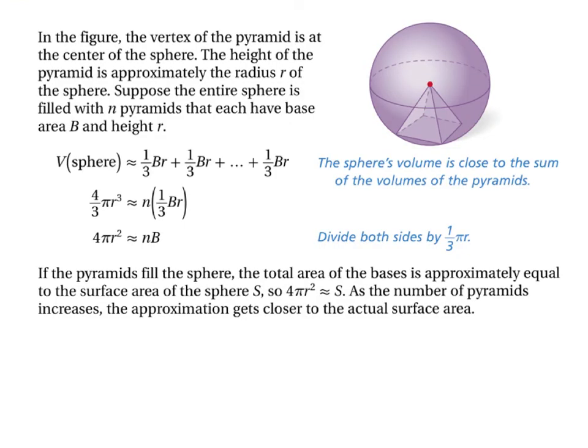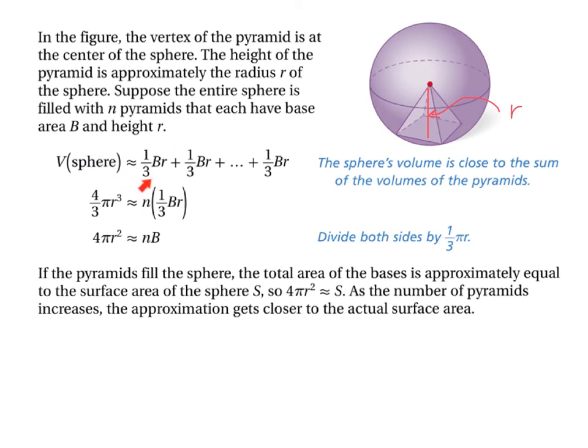So now we have another concept. In this figure, the vertex of the pyramid, which is shown, is at the center of the sphere. The height of the pyramid is approximately the radius of the sphere. Suppose the entire sphere is filled with n pyramids that each have a base area, capital B, and height, R. So here's the volume of a sphere.